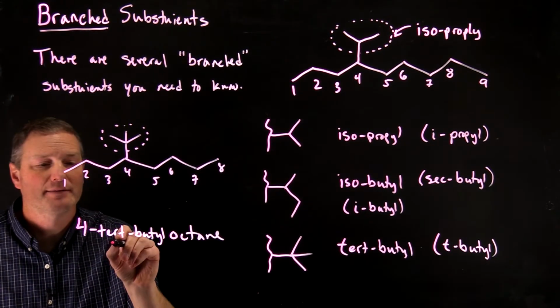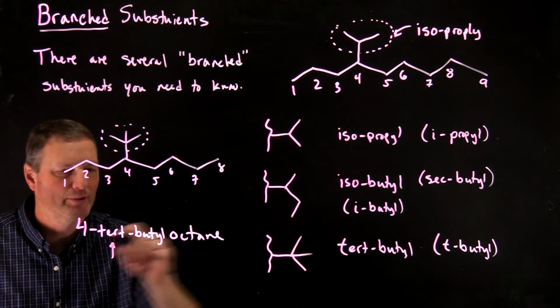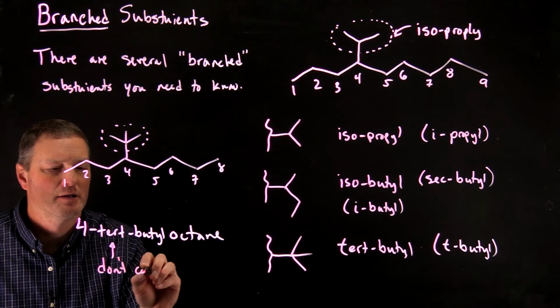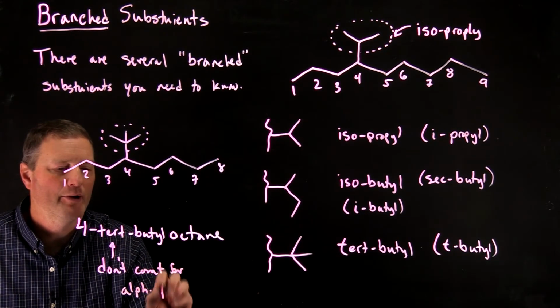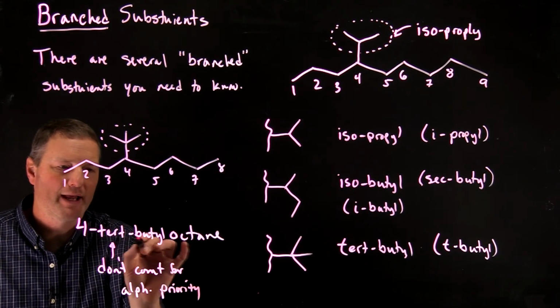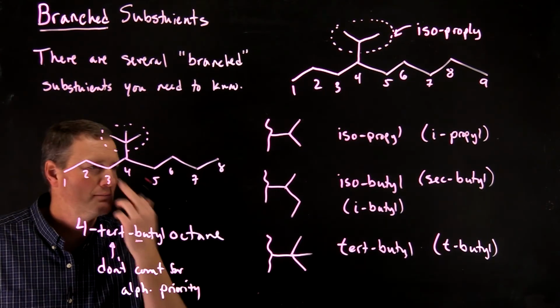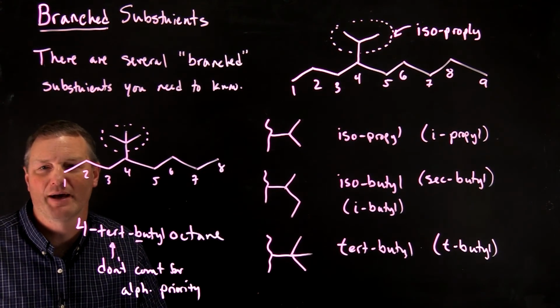One last point, these little prefixes, either a lowercase t or a lowercase i, those do not count for the alphabetization priority. Okay, so you just ignore that. You would look at the first letter of whether it's butyl or propyl when it comes to that. All right, so that's it for branched substituents.